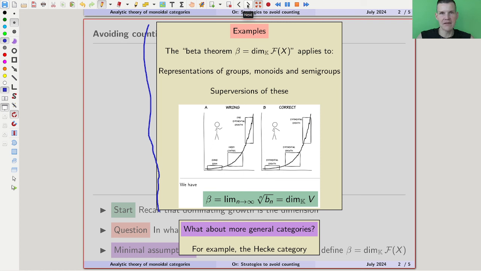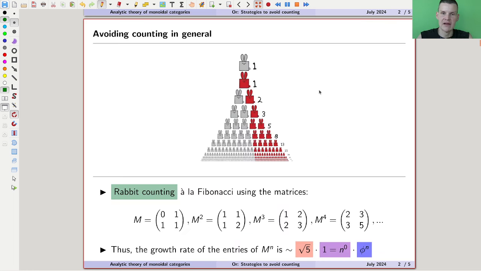And the answer is pretty nice. You just need to replace dimension by an appropriate different type of dimension, and you get the same statement. Keep the beta theorem in mind, just with dimension now being the dimension of the functor that you use to send it to vector spaces, and that's just the dimension of the object. Okay, same story as usual.